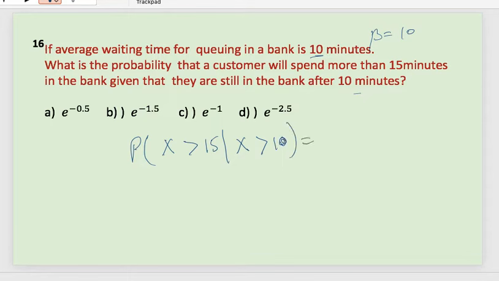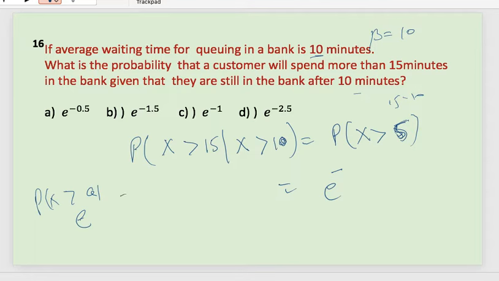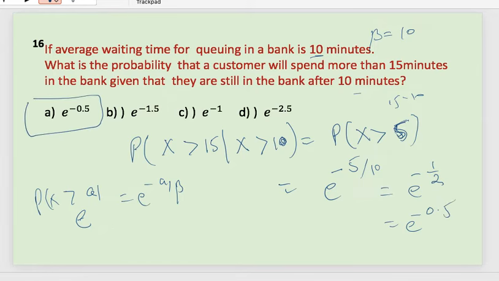So what we need to do is find the probability of x more than 15 minus 10, so that is more than 5. So here the answer is e to the power minus, remember the formula, probability of x greater than a is equal to e to the power minus a upon beta. So a is 5 and my beta is 10 here, so we are getting e to the power minus 1 by 2. E to the power minus 1 by 2, no such fractional answer is given, so the half value is 0.5, so option A is the right answer.